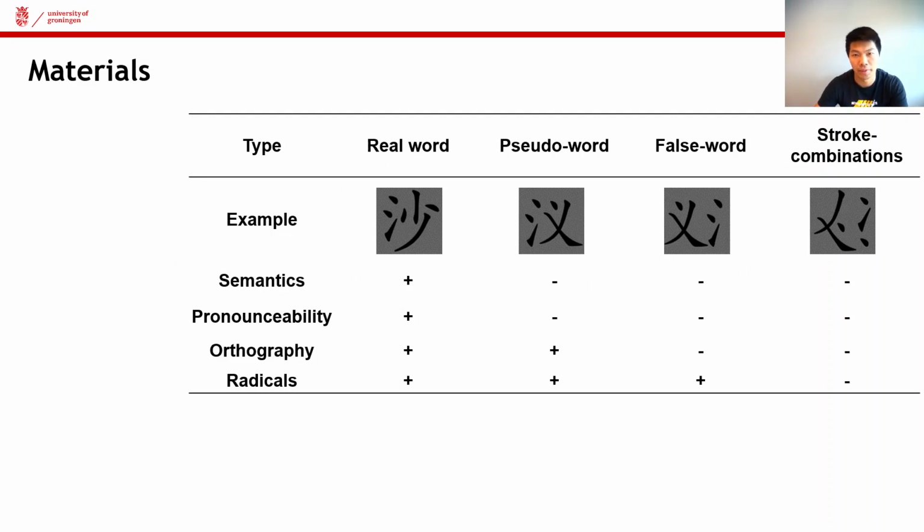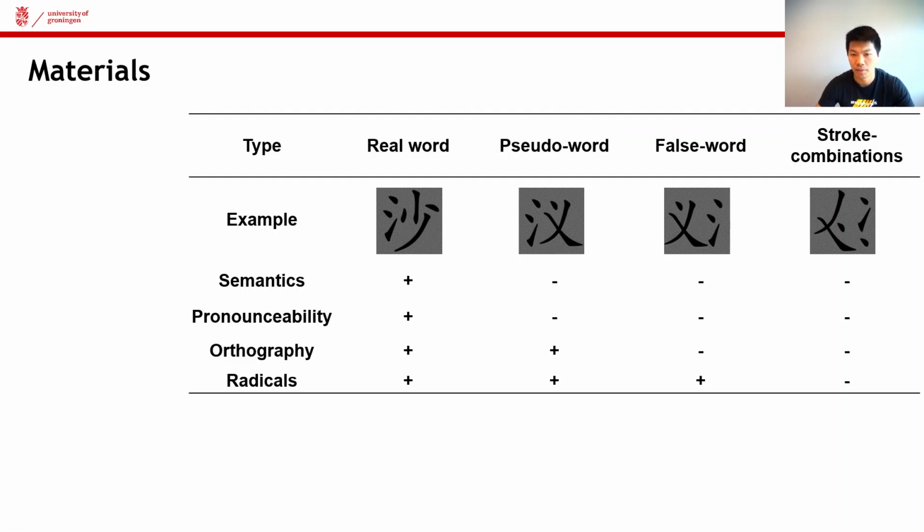To better separate these different sources of information, Chinese characters appear to be a good choice, and they seem to be very good at distinguishing different information. Typically, the experiment has four different word types, including real words, which have semantic information and are pronounceable, and also pseudo-words, which don't contain semantics and are not pronounceable.